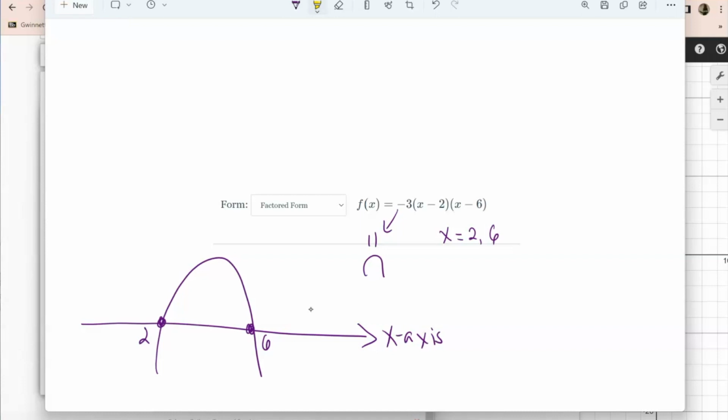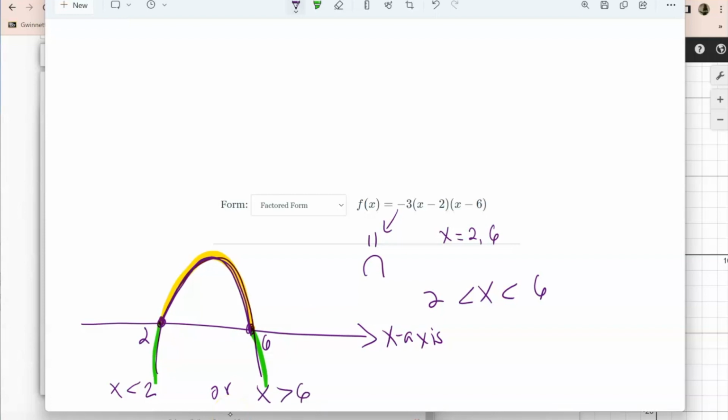Remember, it is positive above the x-axis, and it is negative below the x-axis. So depending on which one they want. So they want, when is it positive? So it's positive between here and here. So it's positive when x is between 2 and 6. I'll go ahead and do a negative just in case. So it's negative to the left of 2, or to the right of 6.